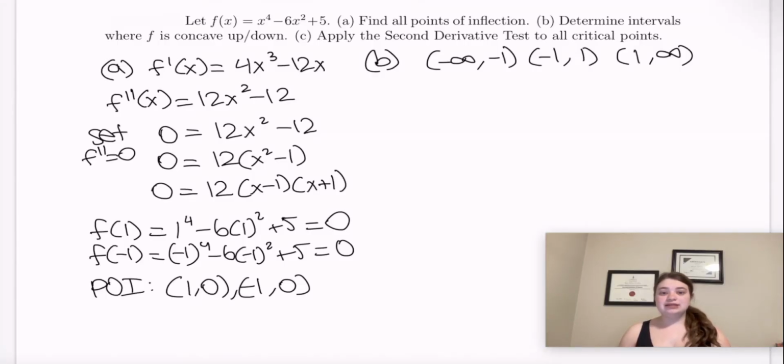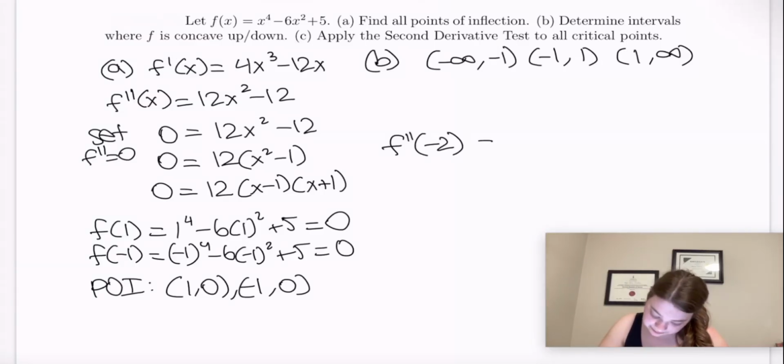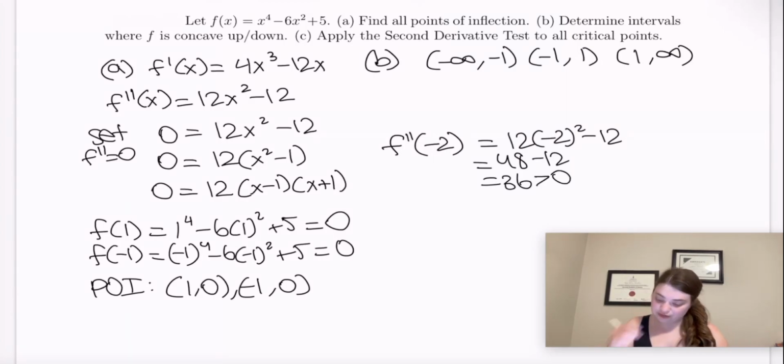Recall that when the second derivative is positive, it means that the original function is concave up, and if it's negative, then it's concave down. So let's plug in our values and see. For the second derivative, I'm going to choose negative 2 because that is somewhere in the interval from negative infinity to negative 1. We're going to get 12 times negative 2 squared minus 12, which is 12 times 4, 48 minus 12, which is 36, and that is greater than 0. So therefore, we got a positive answer, greater than 0, and that indicates that f is concave up.